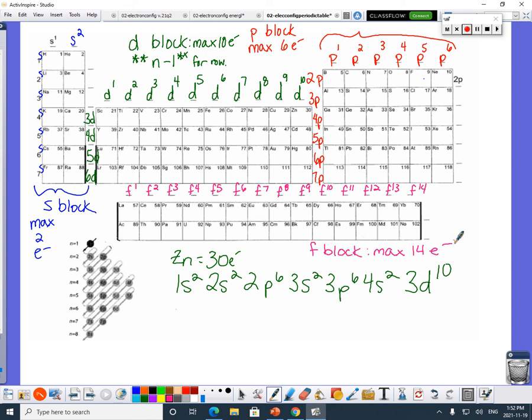Now, lanthanides and actinides, we've been telling you for years, are weird. They're removed from the periodic table. So we're going to assume then that they also have a little bit of a quirk to them. But if this is n minus 1 for D, then the next one, how do you figure it out? Do n minus 2.